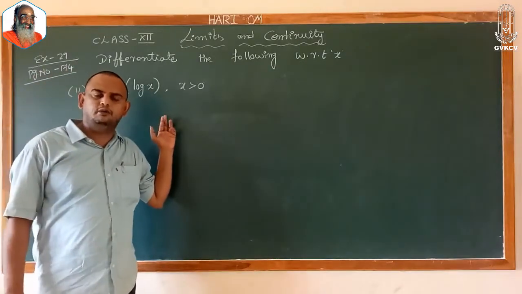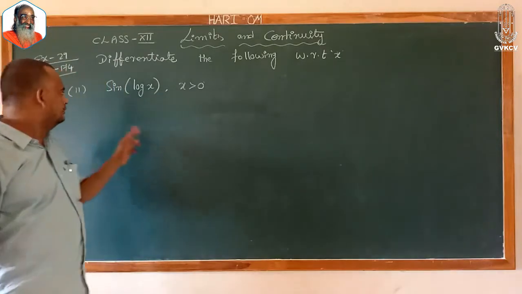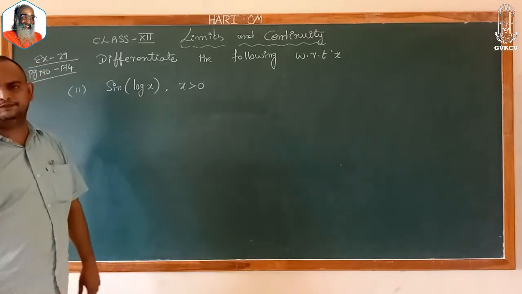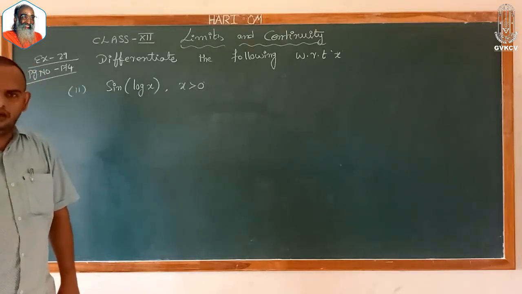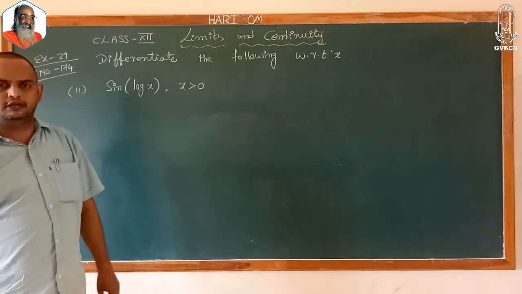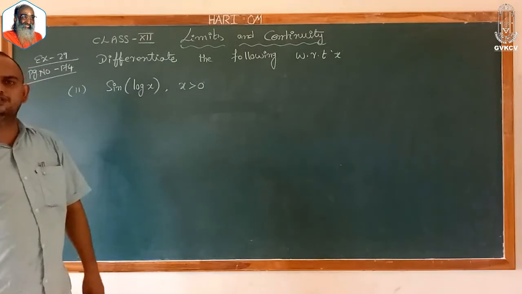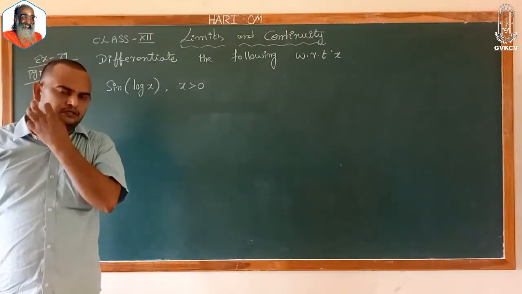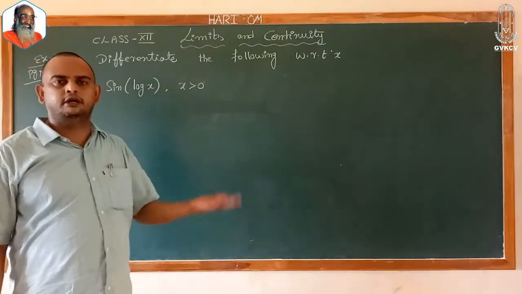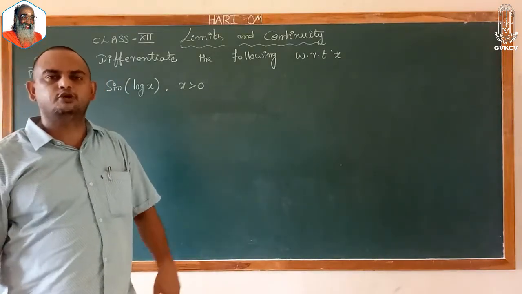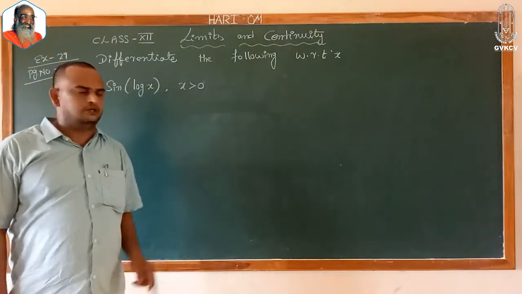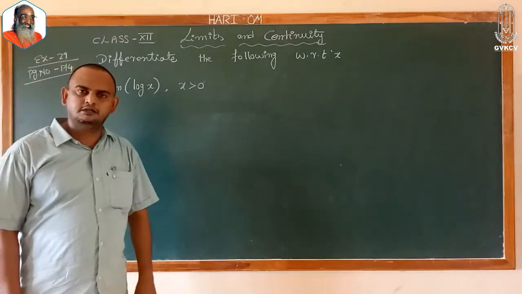Now let us have problem number 2. What is the problem given for us? Sine of log x, and x must be greater than 0. Because as per the definition of logarithms, here x must always be a positive real number. As we have seen the domain and range of the logarithmic function and the exponential function, what is the domain of the logarithmic function? Positive real numbers, meaning greater than 0. So x is greater than 0.